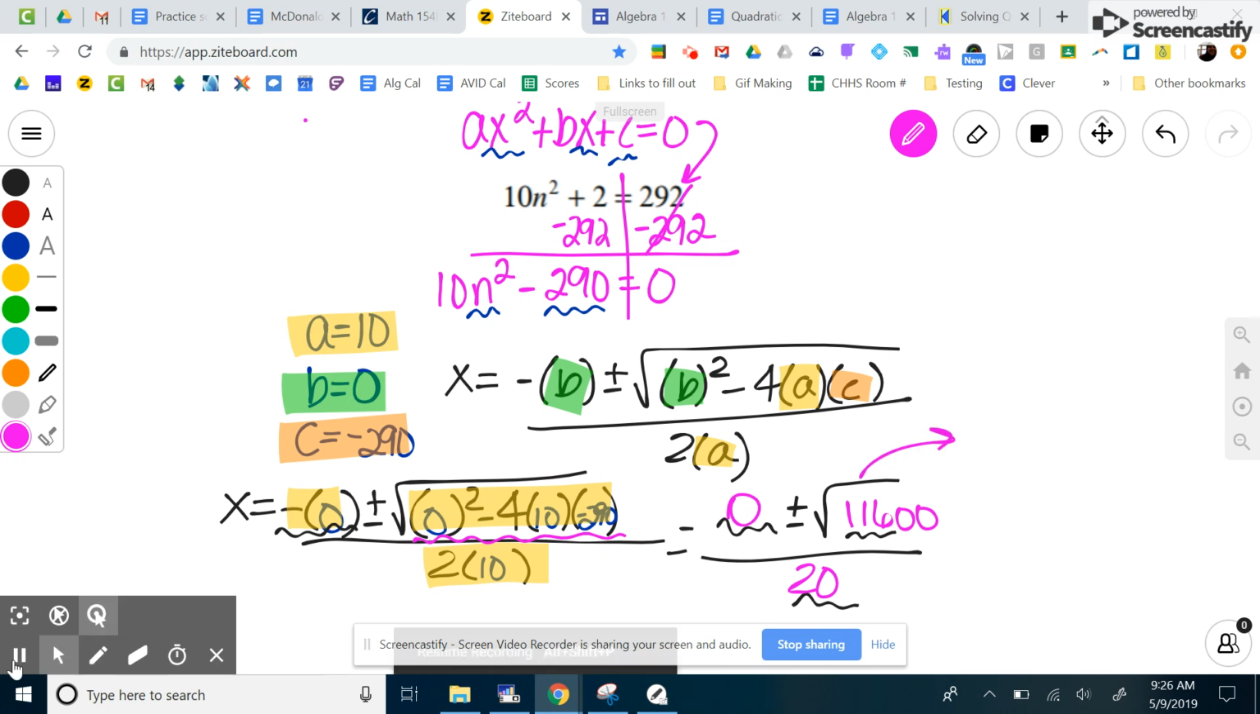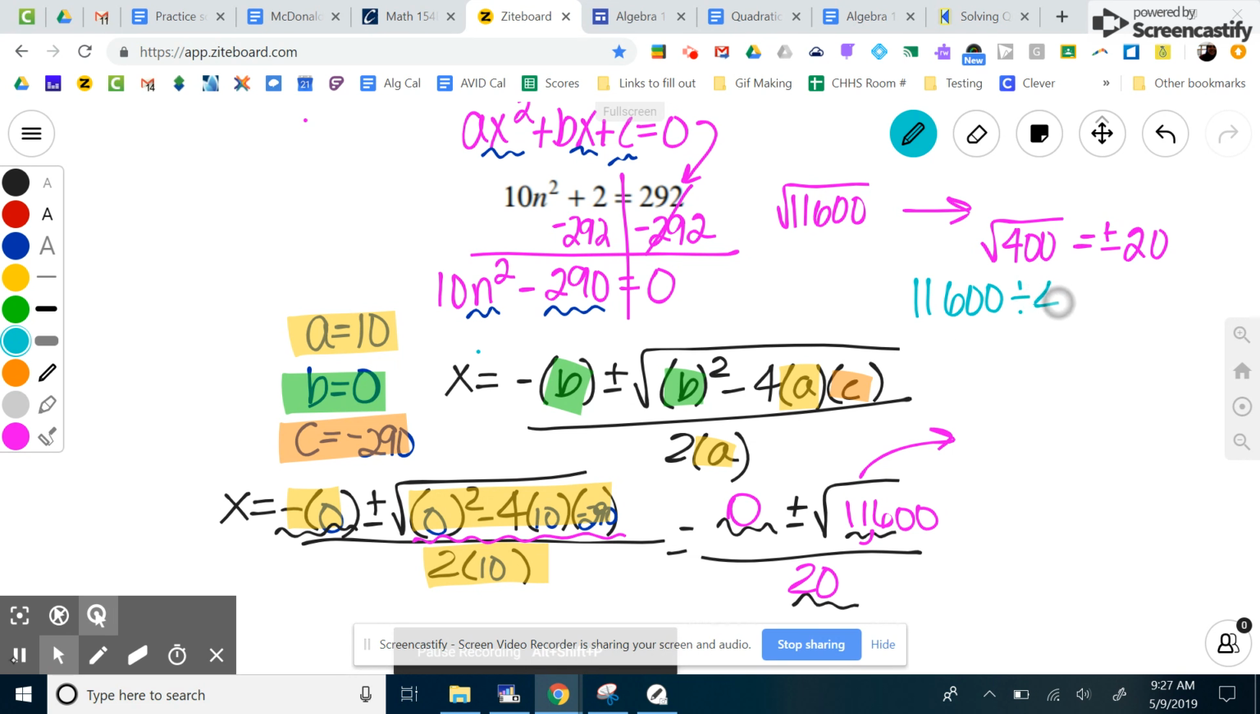What is that? 11,600. That is bigger than our list. That's above 400, which equals plus or minus 20, so it's going to be above here somewhere. The first number I'm going to try is 400. So I do 11,600 divided by 400, and I get 29. Hey, first try. That's lucky.